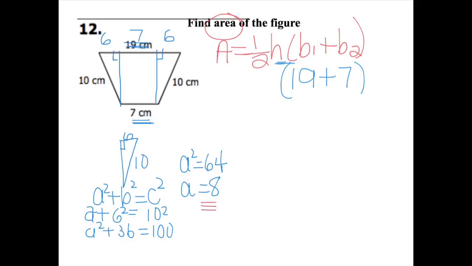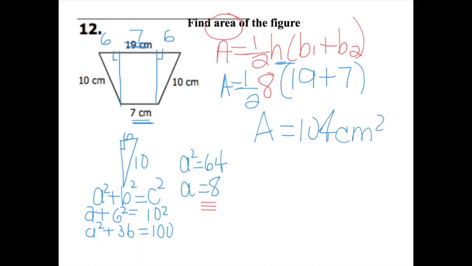We're going to go ahead and plug that in, and we're going to put in 8 for the height, and we're going to put in the rest of our formula, which was 1/2, and we're going to figure it out. And what we get is the area of this trapezoid is equal to 104 centimeters squared.